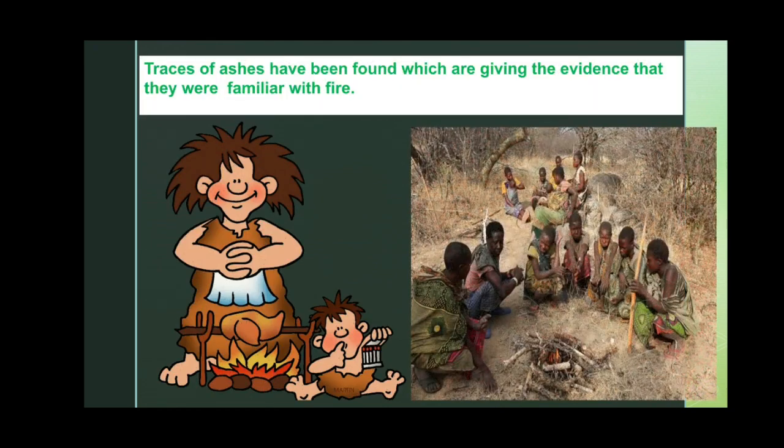The next one is that traces of ashes have been found, which give evidence that they were familiar with fire. Ashes also gave proof that hunter gatherers used fire to cook meat or for other purposes. In today's generation also we use fire. This is a very interesting question, isn't it? Now you are going to find out the answer for which purposes you use fire today.